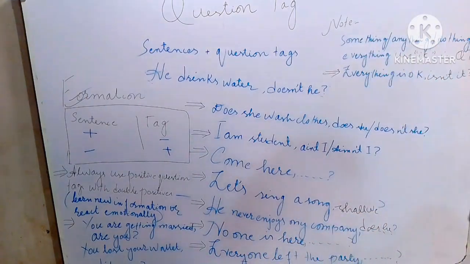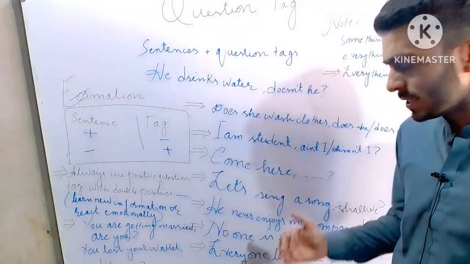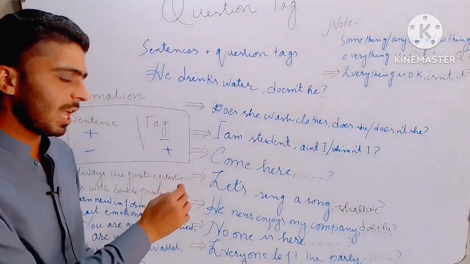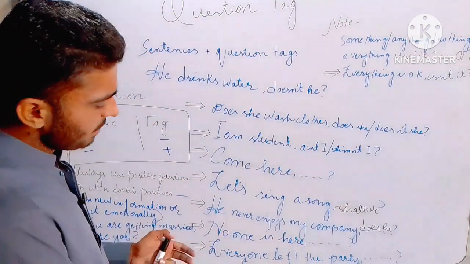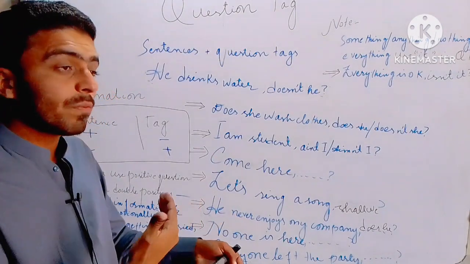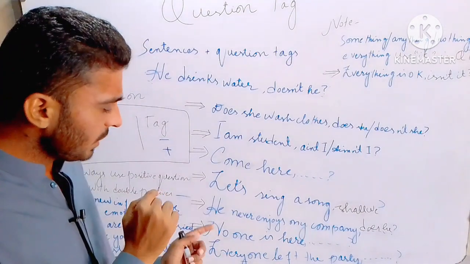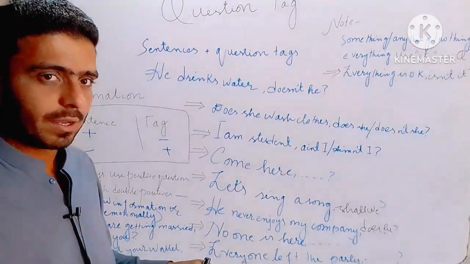No one is here. Remember one point that whenever there is an indefinite pronoun as a subject in the sentence, we form its tag with the help of the subject they. Because there is no subject, no one is here. It means no one is going to refer. So they, no one is here. But should we put here are they or aren't they?